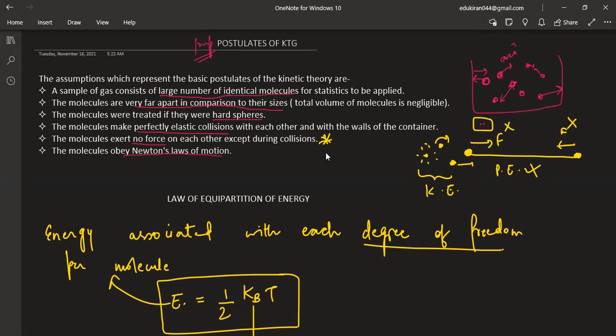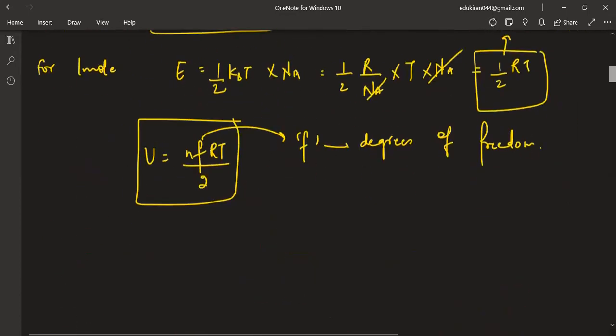And it obeys Newton's laws of motion, means if acceleration is there, velocity is there, you can apply F is equal to ma. External force will be required to move all the particles, and all three of Newton's laws of motion will be used. Law of equipartition of energy, here you just have to remember some formula.